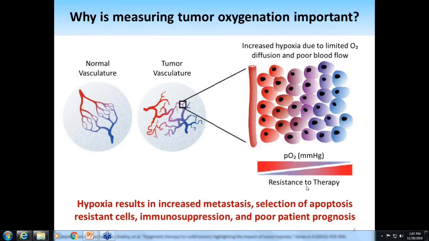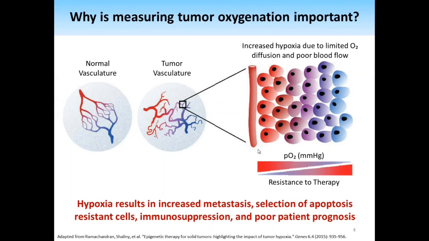As we have a decreased partial pressure of oxygen, or oxygen levels, in the tumor, we actually have increased resistance to therapy. Overall, in terms of cancer biology, hypoxia results in increased metastasis. We have selection of apoptosis-resistant cells. It also works to suppress the immune system. And overall, as I said, it relates to poor patient prognosis. So measuring tumor oxygenation is very important, and it might tell us how likely it is that the patient is going to respond to treatment, and whether the tumor is more likely to be malignant or metastasize.